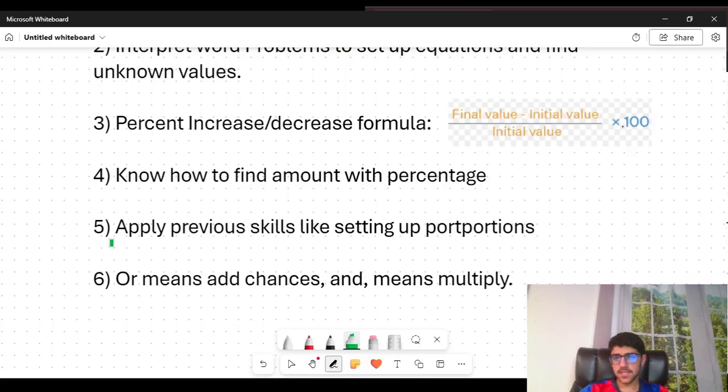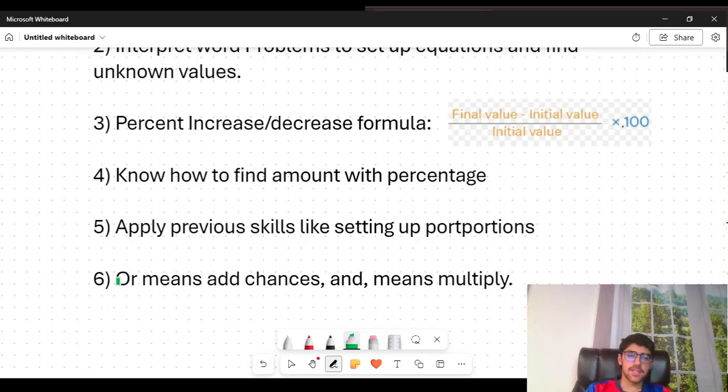You need to know how to apply previous skills, because sometimes you're going to need to set up a proportion to solve the question, and that would be applying previous skills. Setting up proportions, a lot of algebra skills. You will always need the algebra skills in almost every single domain for solving for values, solving for x, something like that.